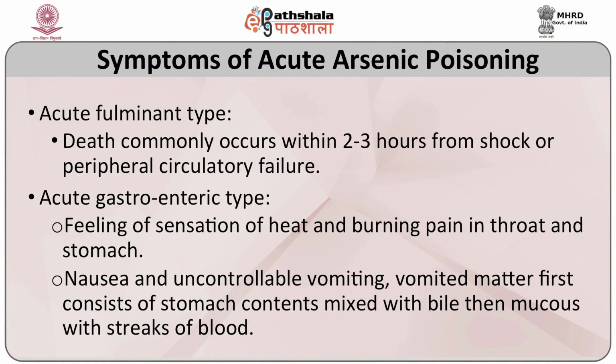The fatal period for arsenic poisoning is about 12 to 48 hours, but it can be fatal even within 2 to 3 hours. The signs and symptoms are of the fulminant type. Excessively large doses of arsenic can cause death in 3 hours from shock.